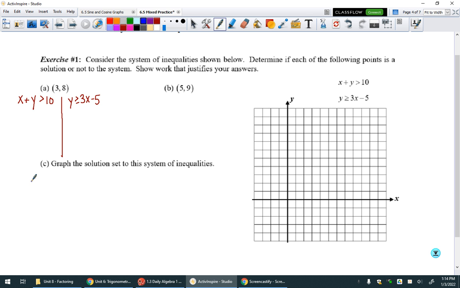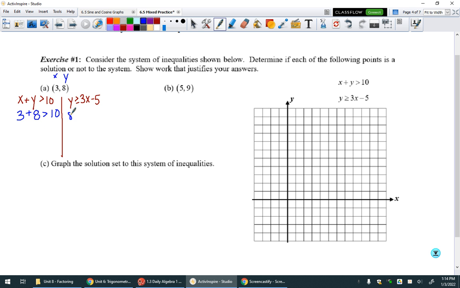What's the X value? What's the Y value in this example? Which one's which? Good. Perfect. So we're going to plug it in. So the 3 is the X, the 8 is the Y. Now, if you have a calculator, this is fine. That's all the work I want to see. And then you would plug it in.